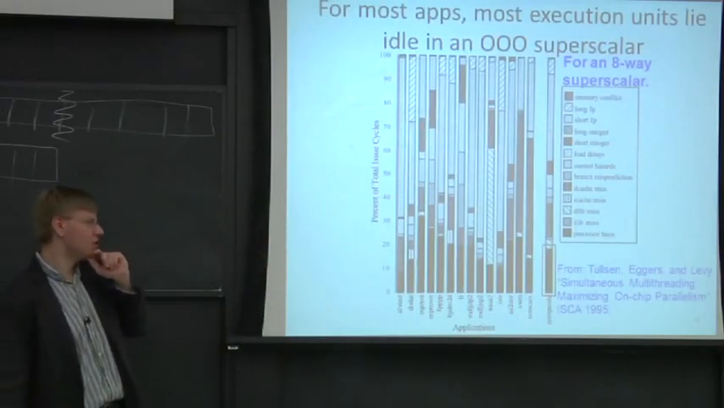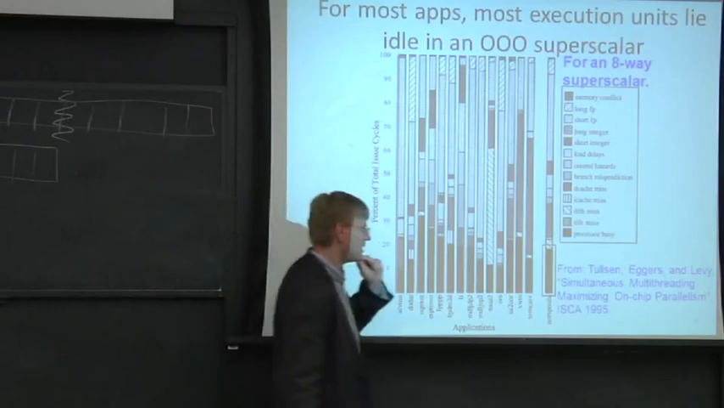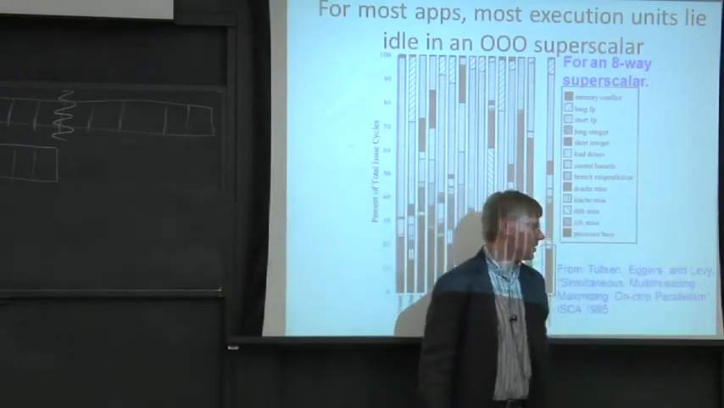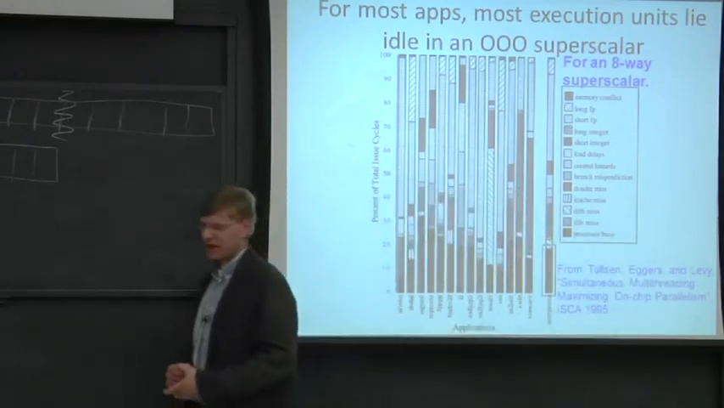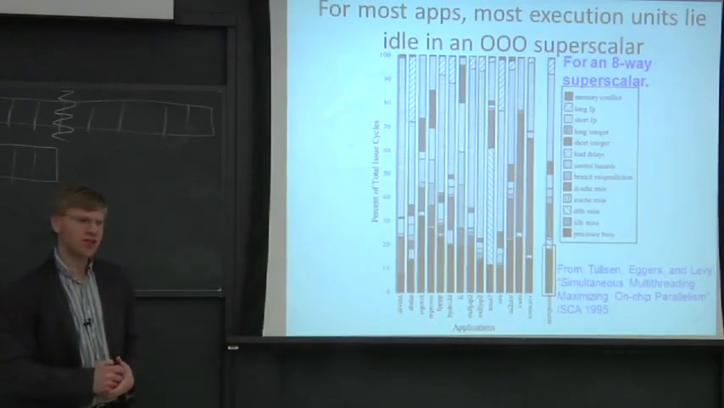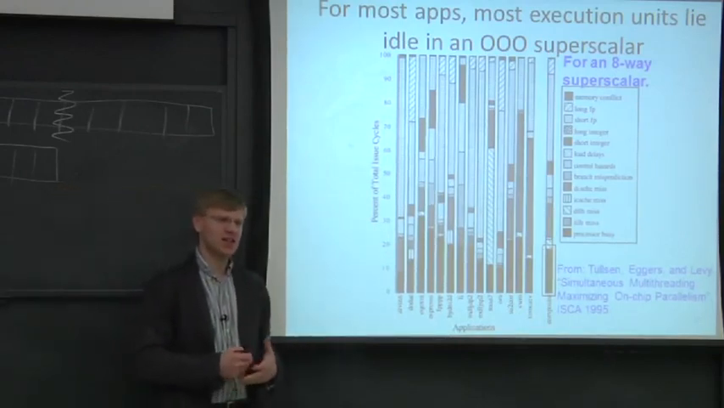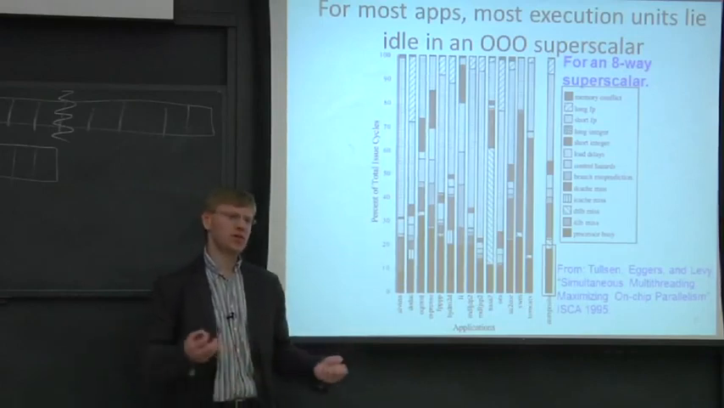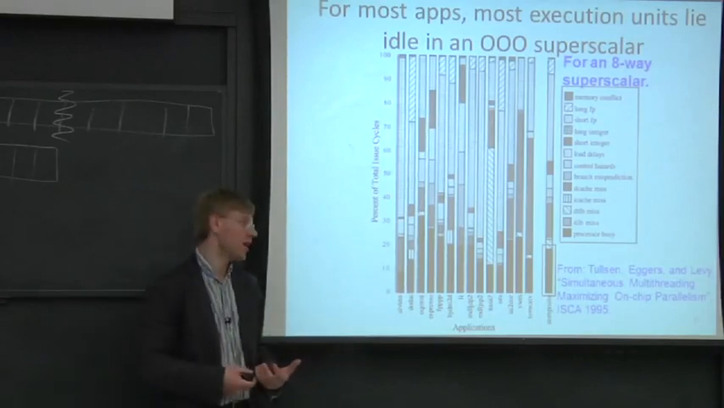Dean Tullsen, Susan Eggers, and Jim Levy came up with this idea: what if we try to utilize all the dead slots in our out-of-order superscalar, but intermix different threads in there simultaneously to fill the time?